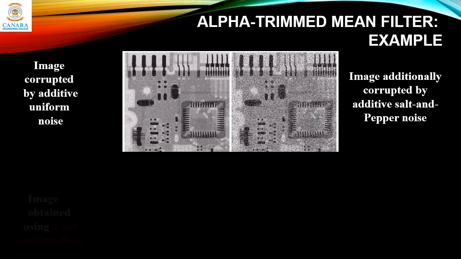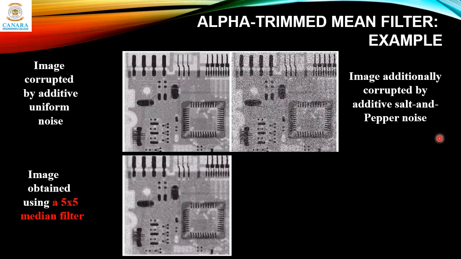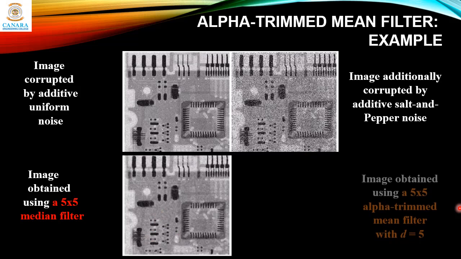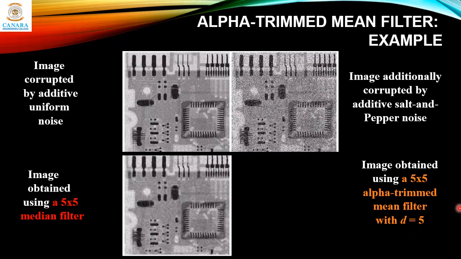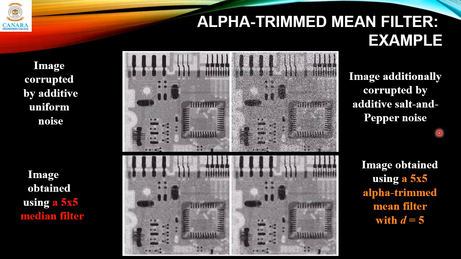Then if we filter the image using 5 cross 5 median filter, this is the input image, this will be the result. You can see it's much better compared to the previous two cases. Now if you use the alpha trimmed mean filter with d equal to 5, look at the result. It is much better than the median filter also. So this is the power of alpha trimmed mean filter. Now let us compare them together in next slide.